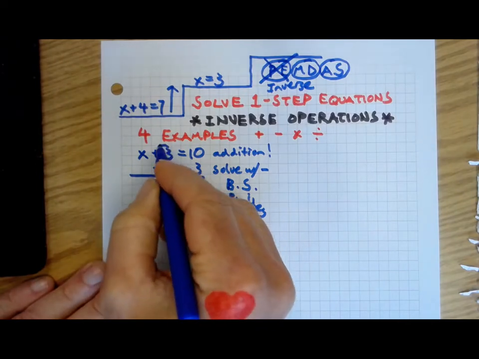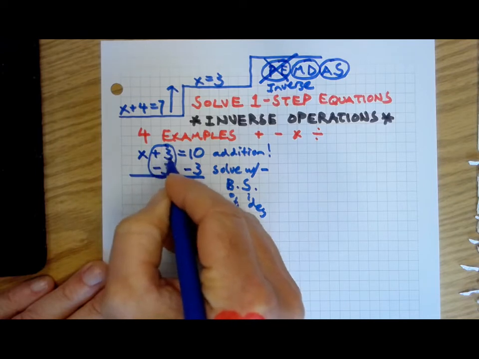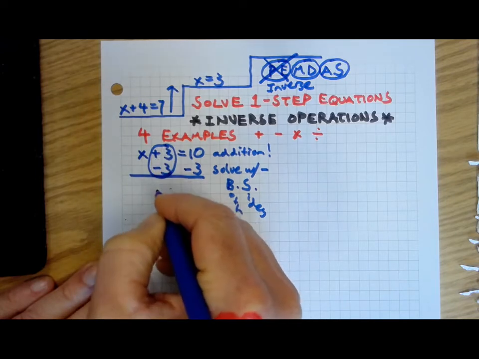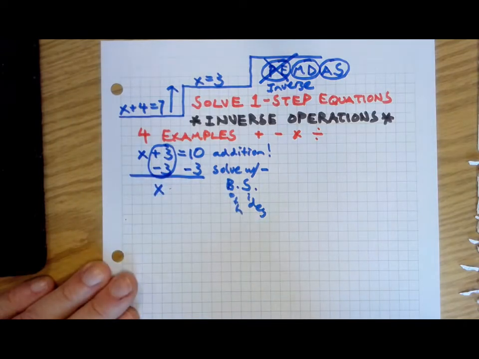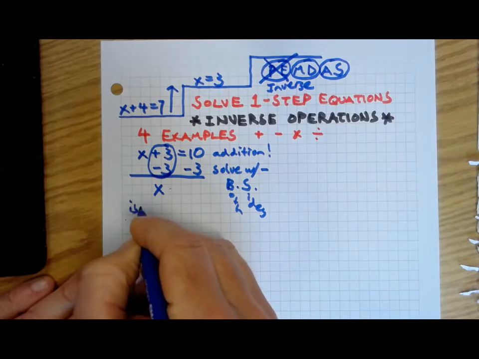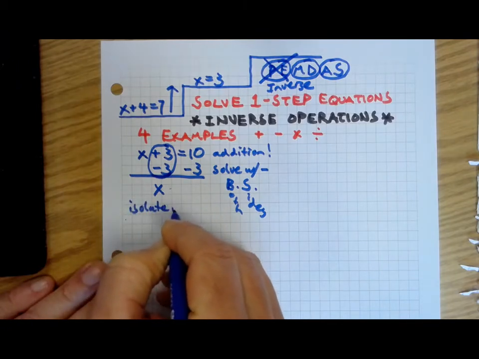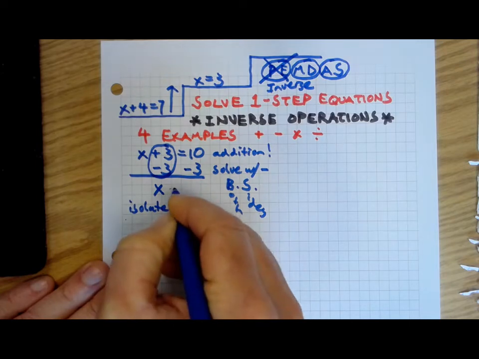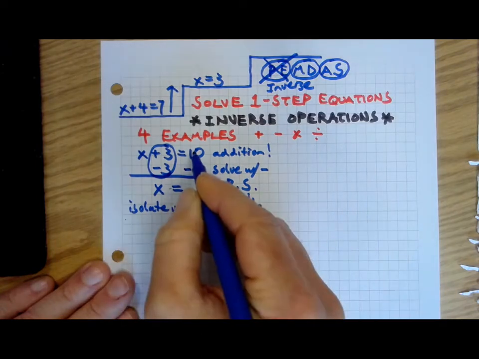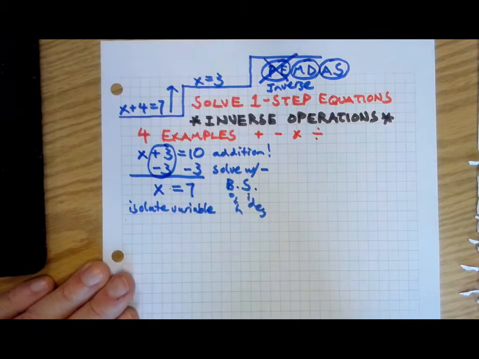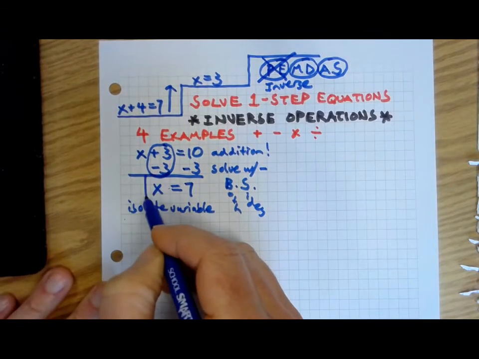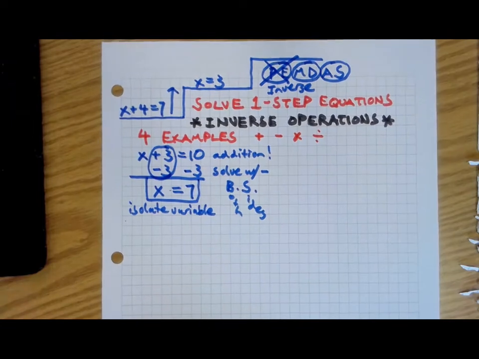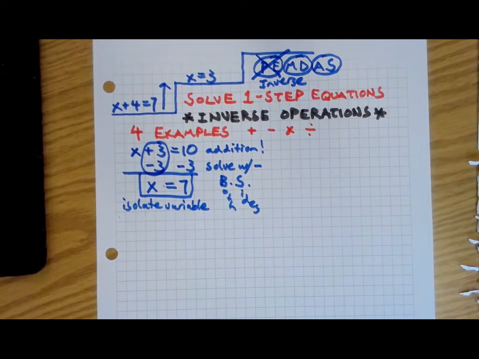So if I take 3 away, I just undid that addition, which makes a 0 and leaves me with x all by itself. That's what we're trying to do here, is isolate the variable. It does not matter which side the variable is on, but we want it to be lonely. 10 minus 3, 7. So there. We solved addition by doing subtraction.